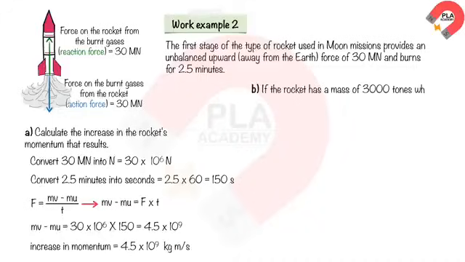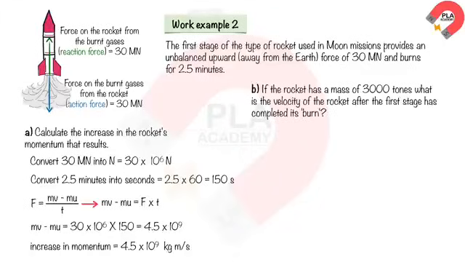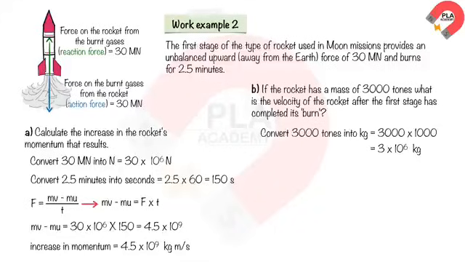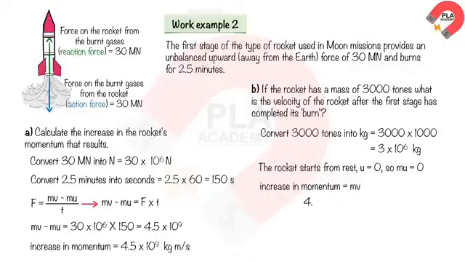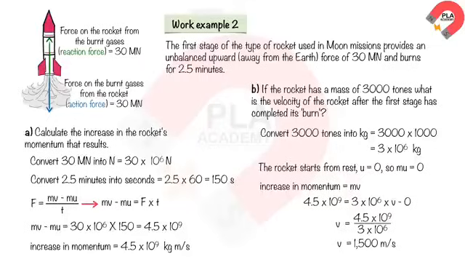If the rocket has a mass of 3000 tons, what is the velocity of the rocket after the first stage has completed its burn? Convert 3000 tons into kilograms. It is 3000 times 1000, which is equal to 3 times 10 to the power of 6 kilograms. The rocket starts from rest, so u = 0 and then mu = 0. Increase in momentum equals mv. Substitute the increase in momentum = 4.5 times 10 to the power of 9, and m = 3 times 10 to the power of 6. So, v = 1500 meters per second.